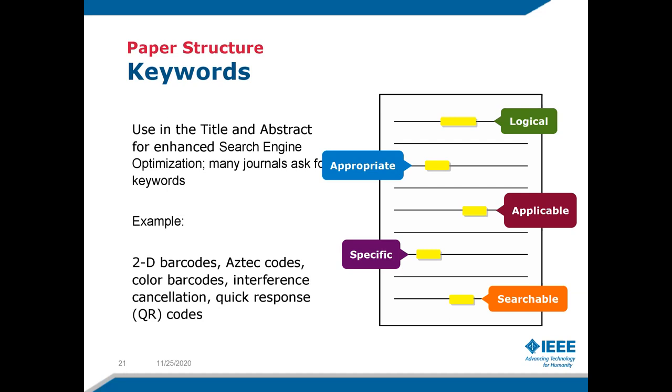The keywords should be searchable. They should be for enhanced search engine optimization, okay? For example, they should be logical, appropriate, applicable, specific, and the most important is searchable. And the recommendation is to check the good papers in your field related to the topic, to see what the good keywords are, and then make your own keywords. Okay.